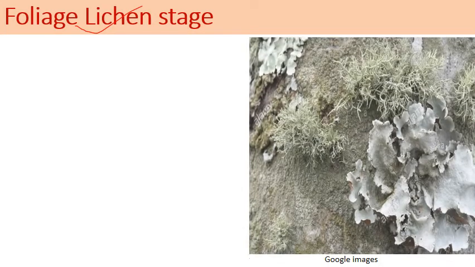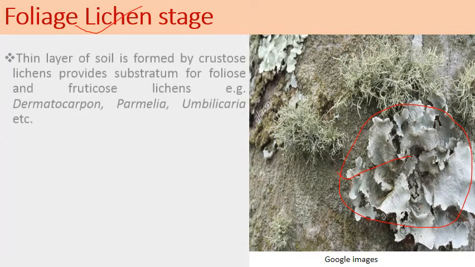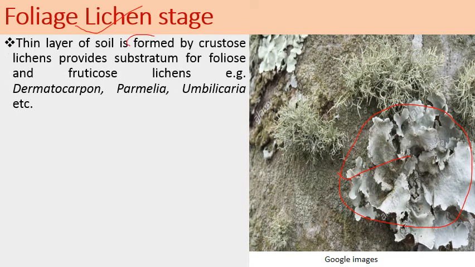So the next stage is foliose lichen stage. Foliose lichens are the lichens which are large sized and are leaf like. So isme jo lichens ki next stage hai wo foliose or fruticose lichens aate hain. So as we can see in this picture, this is leaf like lichen and it is the parmelia. So thin layer of soil is formed by crustose lichens aur wo provide karta hai substratum for the foliose lichens and fruticose lichens, for example dermatocarpon, parmelia and umbilicaria.